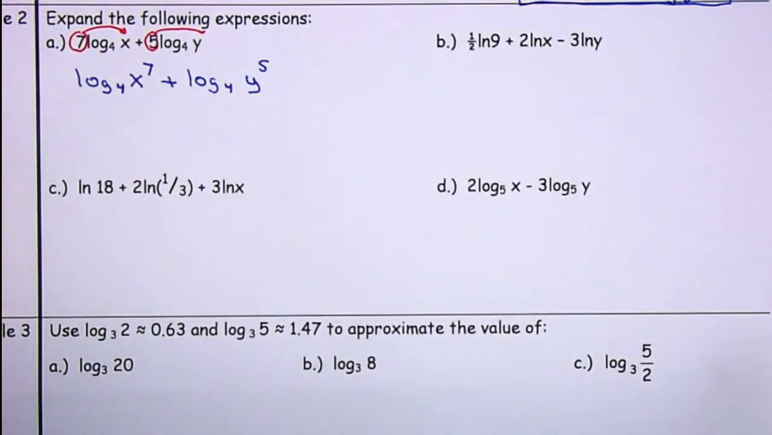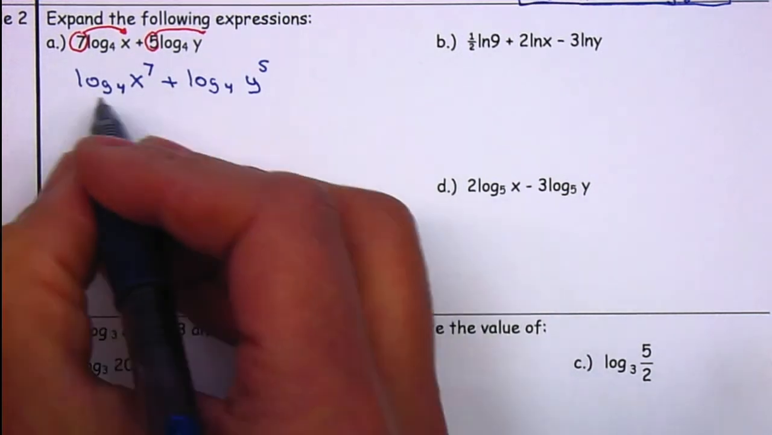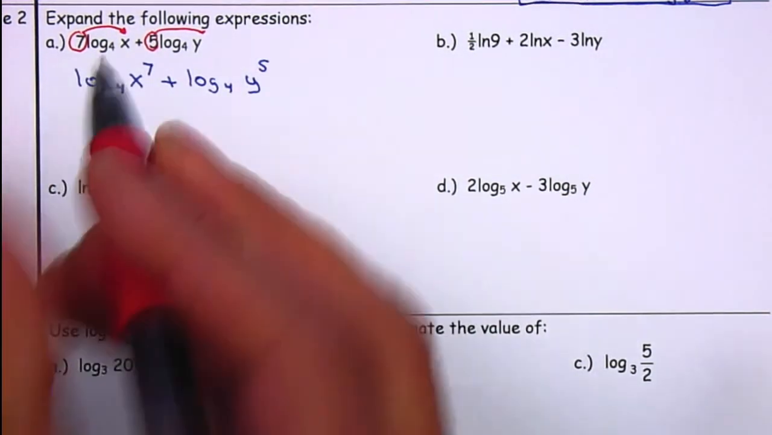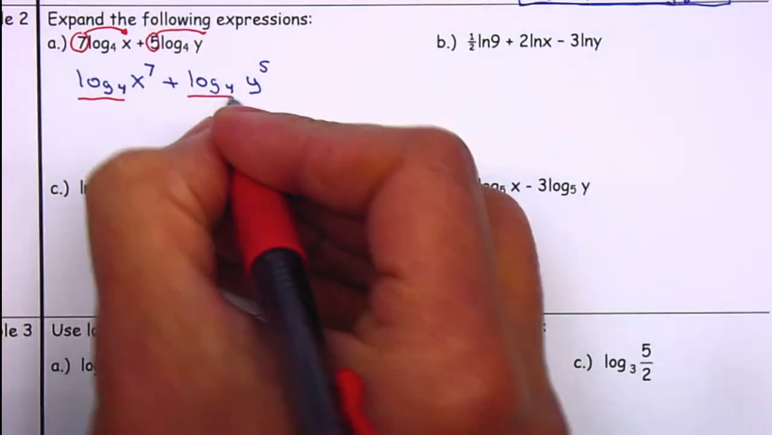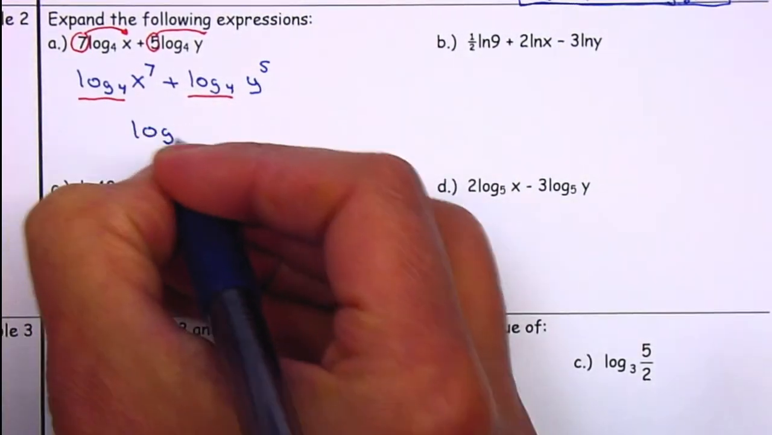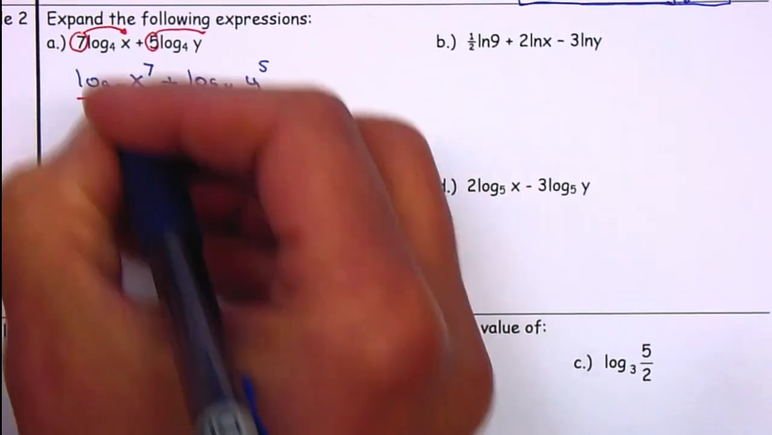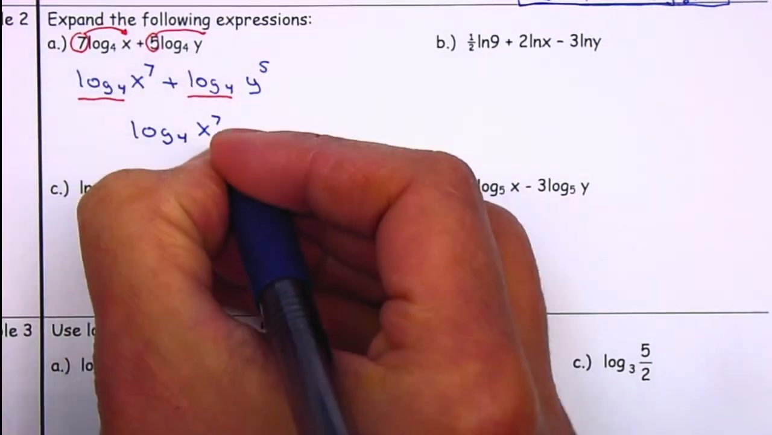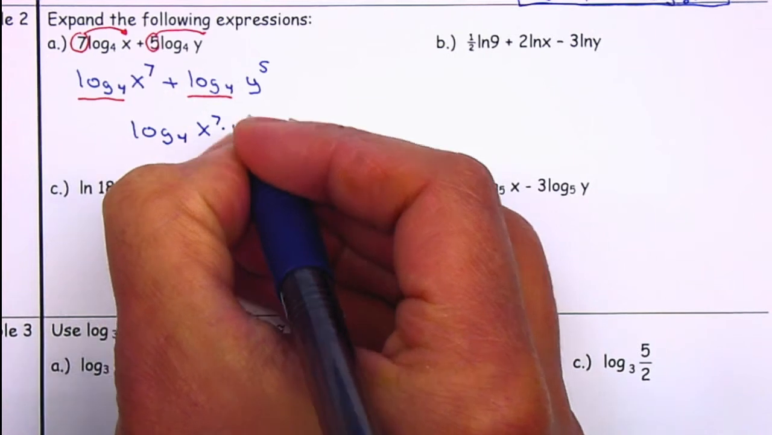Now we're going to use the product property, because there's a plus and they have the same base for the logs. We're going to rewrite it as 1 log base 4, and this will be x to the 7th multiplied by y to the 5th.